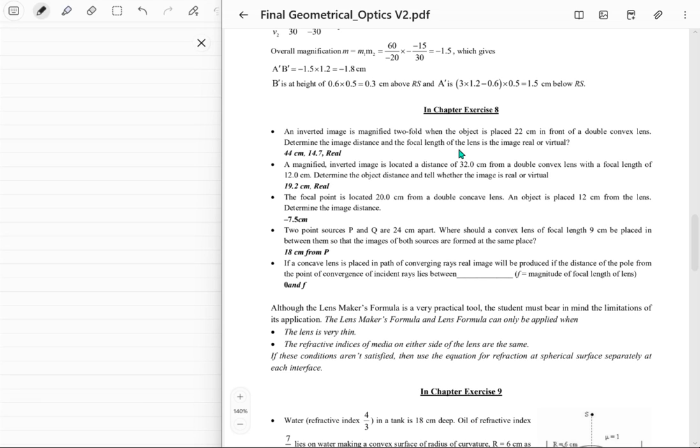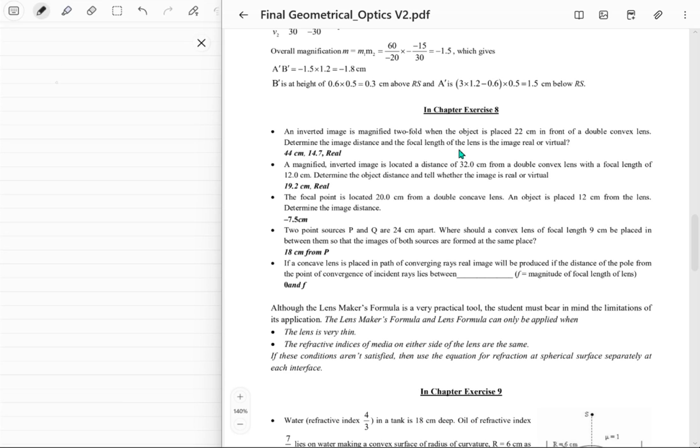So inverted image is magnified twofold. So magnification is negative 2. So V upon U is negative 2, and U is just negative 22. So V is going to be 44. So first part done. And then you want to figure out the focal length.